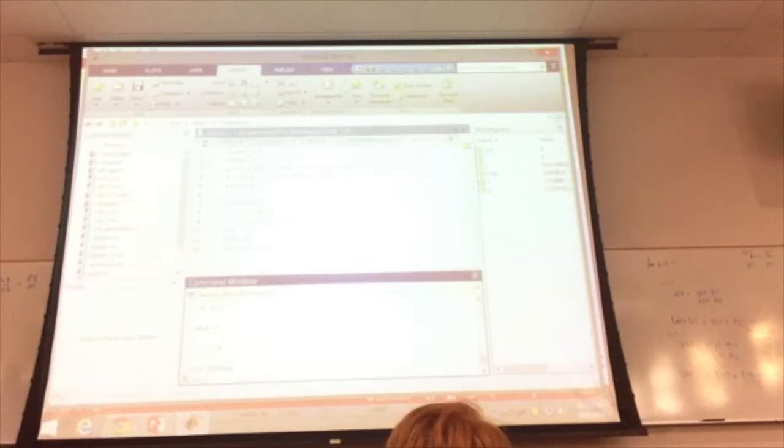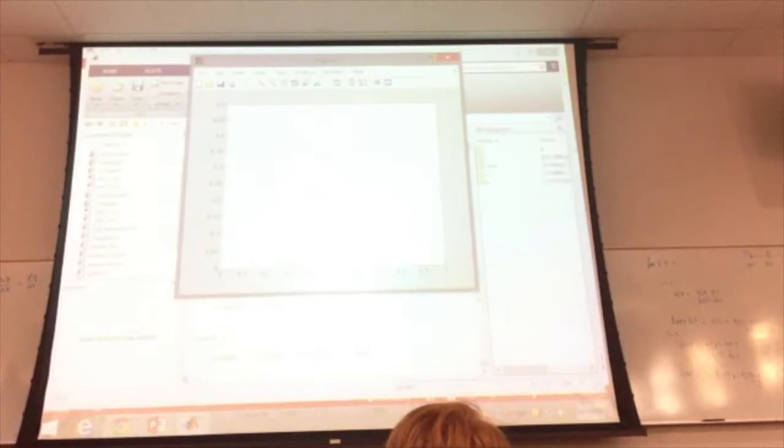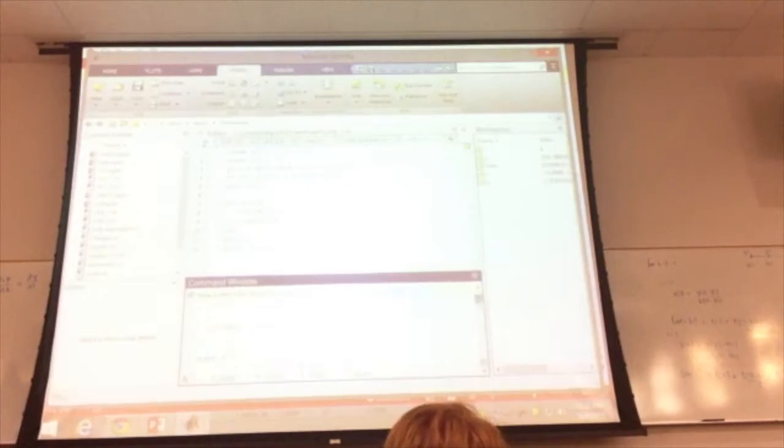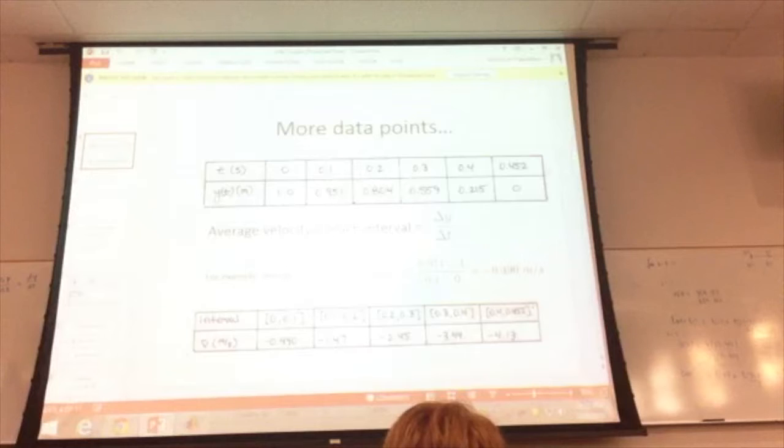Okay? So that's the plot. See what it does? So it gives you 4 different values of velocity here and 4 time intervals. And if you compare that with what we have here, it's exactly the same. Okay?